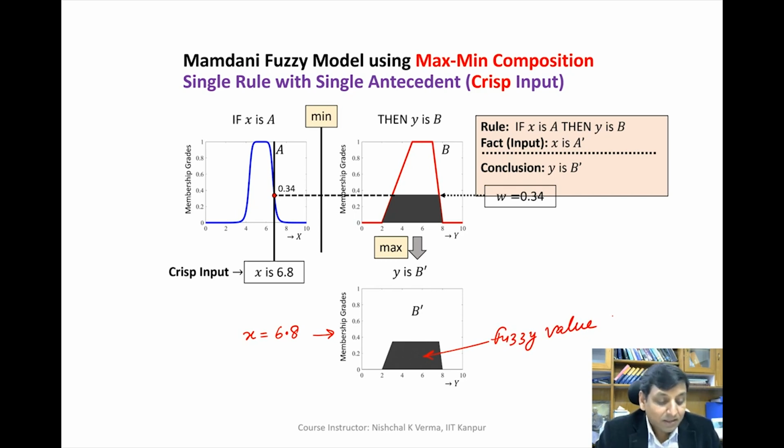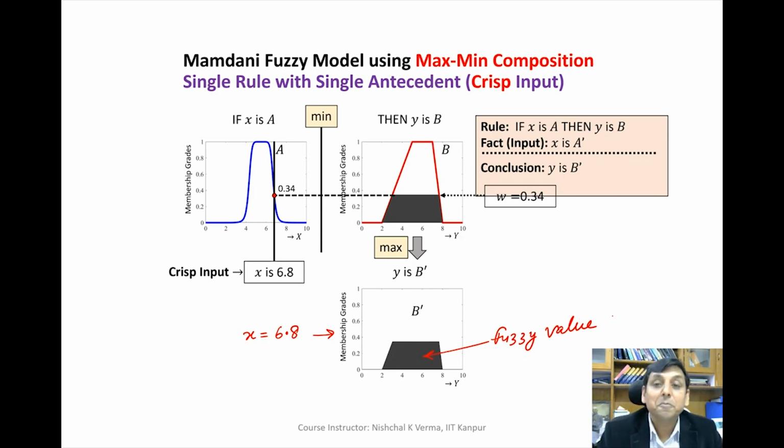But this fuzzy value has no meaning unless we understand it, like what is the corresponding crisp value out of it. We have fed the crisp value to the model, but we are getting the fuzzy value. So this fuzzy value has to be defuzzified to be further used. So we'll discuss in the last as to how we convert this fuzzy value into the crisp value by various kinds of defuzzification modules.